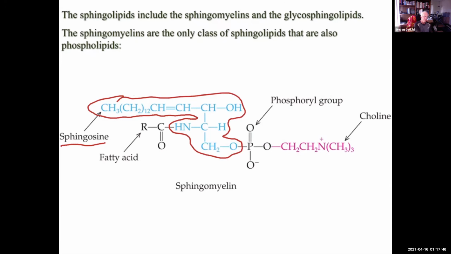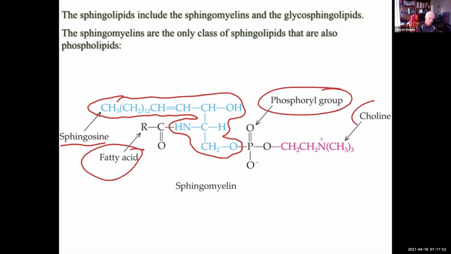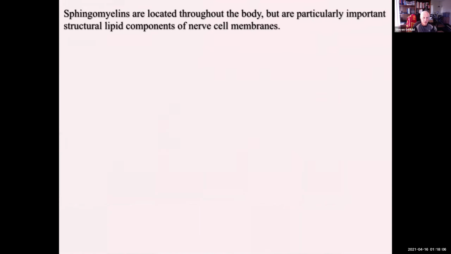To attach that, we have our ester-linked fatty acid, we have our phosphate group, and we have a choline group. This is sphingomyelin. That's what coats the axon sheaths as the axons travel across the body to signal that impulse. All right. So the sphingomyelins are particularly important components of the nerve cell membranes, just like we talked about.